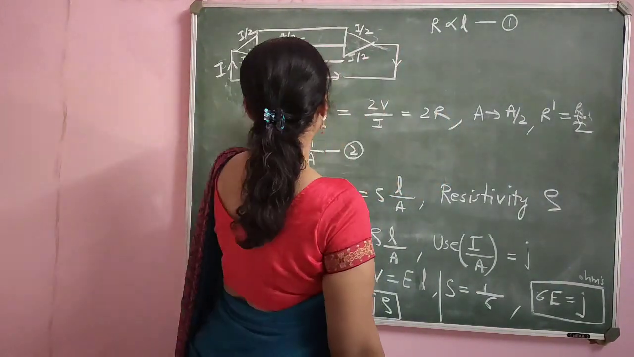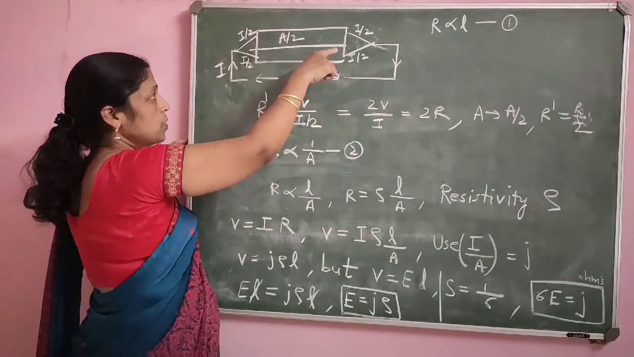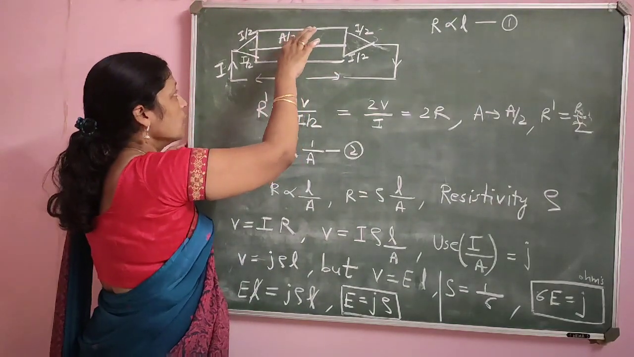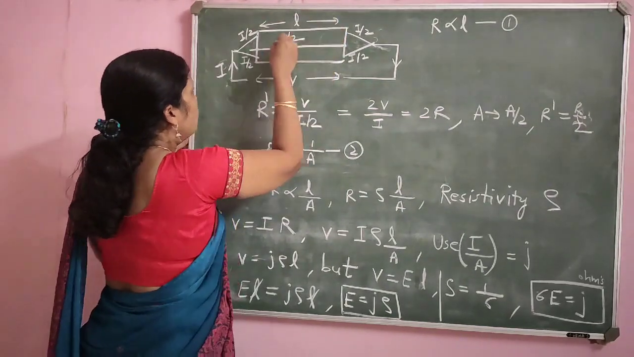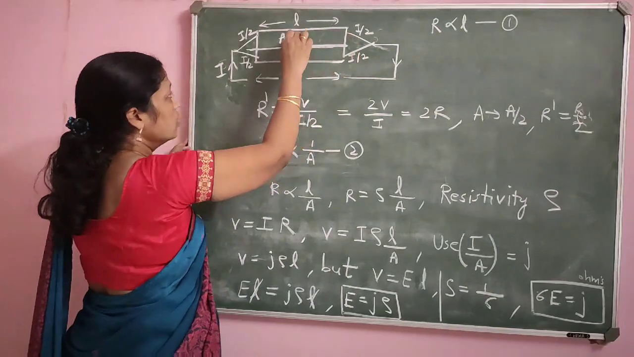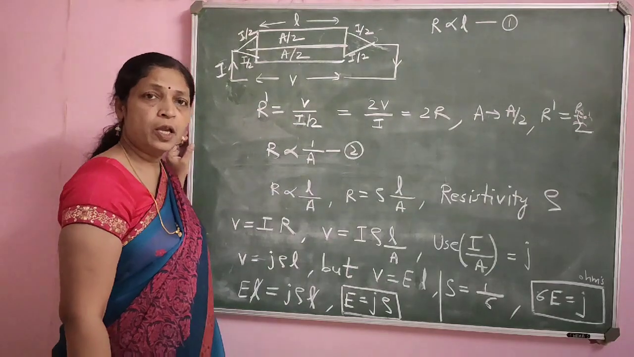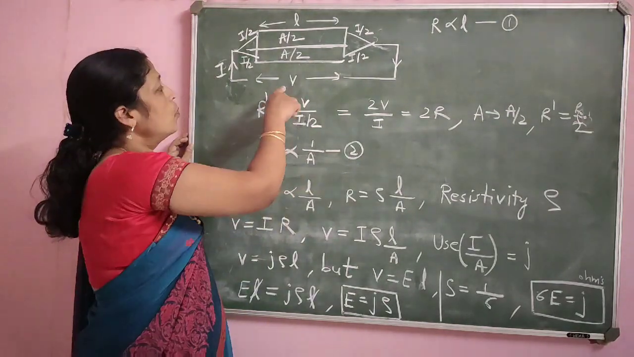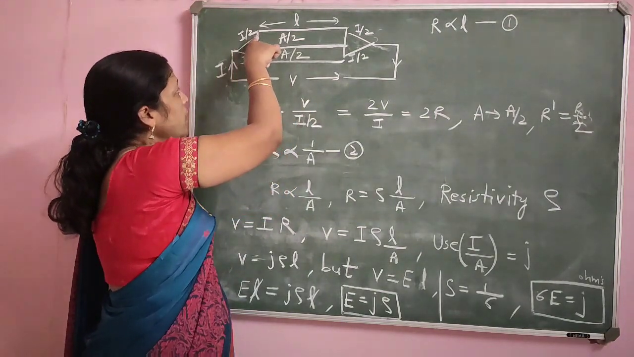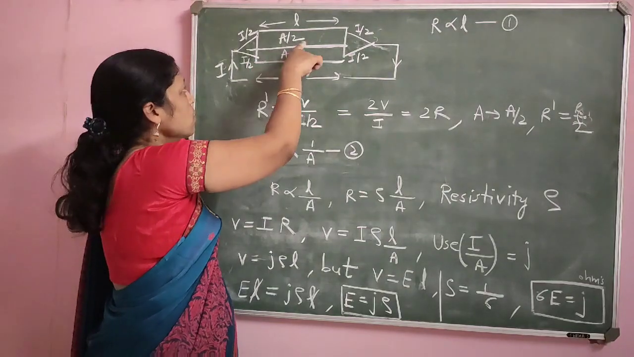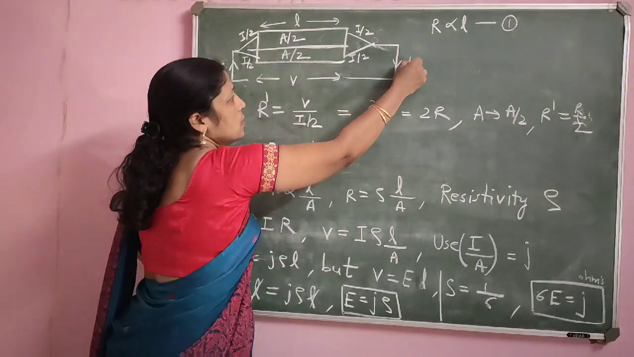Now let us see how R depends on the area of a conductor. Take the same conductor of area A, length L. Put a horizontal cut in such a way that the conductor is divided into area A by 2, A by 2. Potential V is applied across it. Current I is flowing through it. It gets divided into I upon 2, I upon 2 for each conductor having cross-sectional area A by 2. Again we have here I.